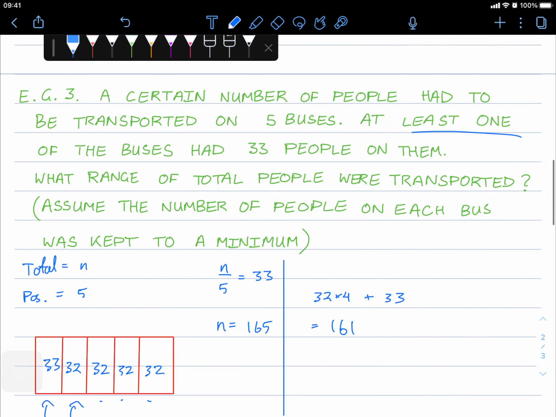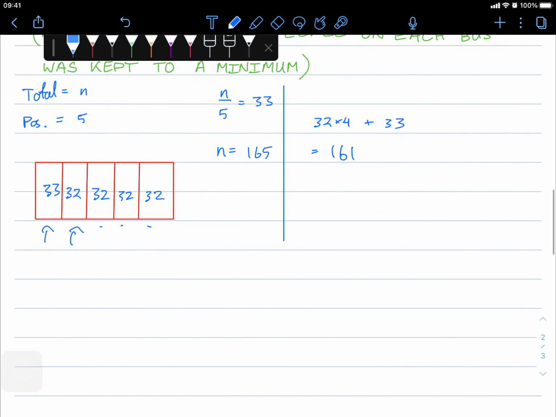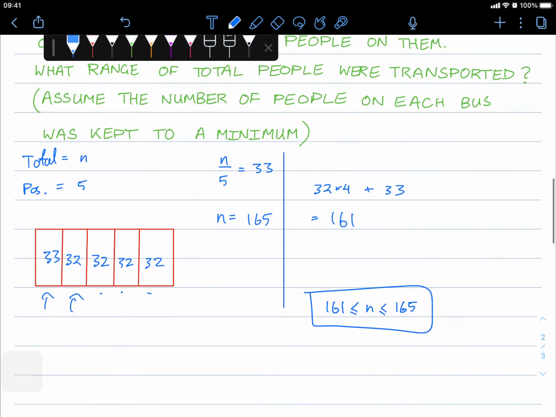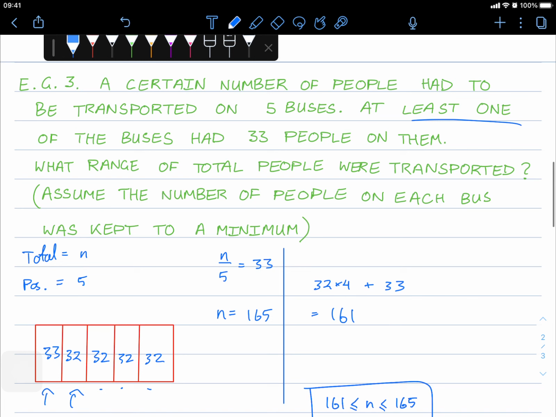So it says, what range of total people were transported? It could be from 161 up to 165, so 161 is less than or equal to N, which is less than or equal to 165. This is the range of people that could have been transported in this scenario.